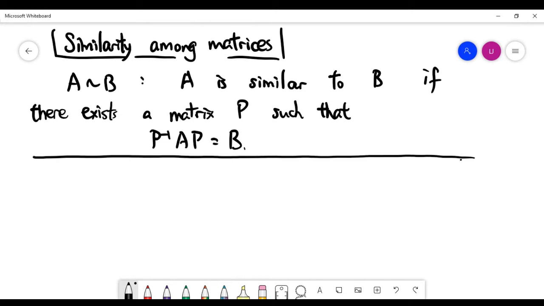A is similar to B. And this fact is defined by actually there exists a matrix P such that we have a matrix equation like this: P inverse times A times P is B, which means we want an invertible matrix P such that we have such a matrix equation.